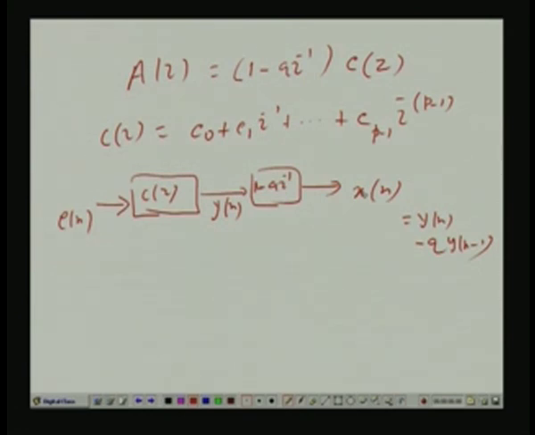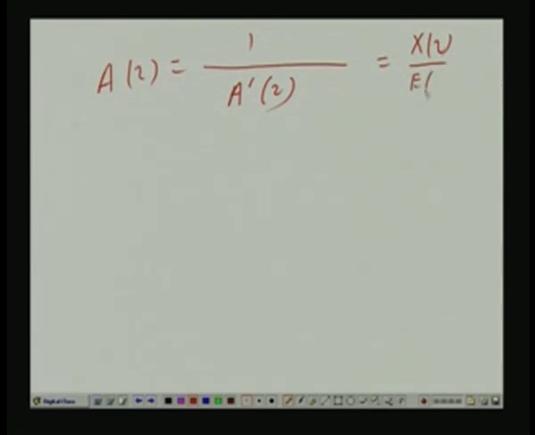Or maybe, sorry, I just missed out something. Actually, this is not A(z); it was A prime z. A prime z was the denominator polynomial. This is your X(z) by E(z). Our purpose is to show that A prime z has all its roots within the unit circle.